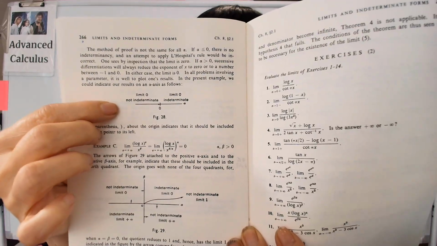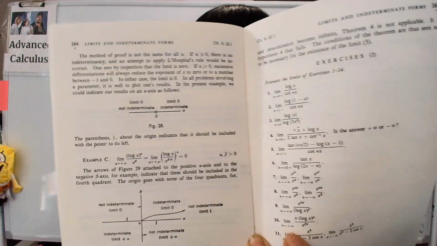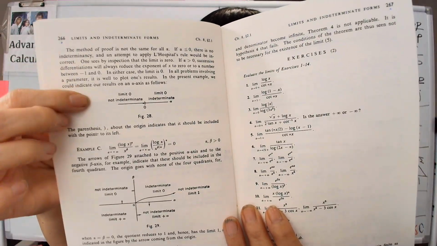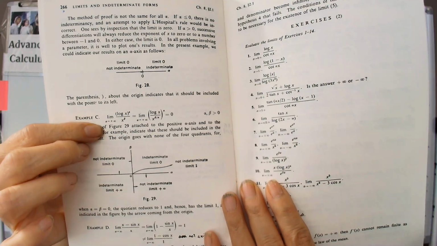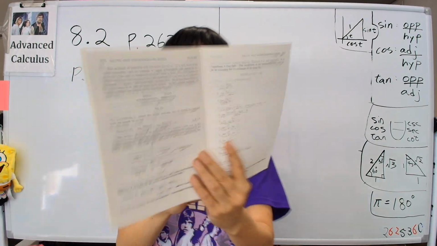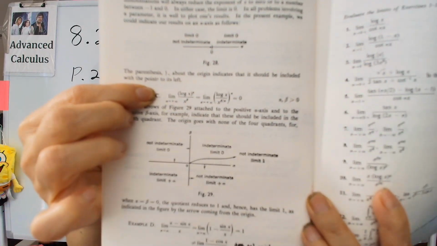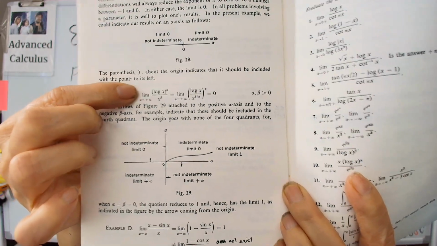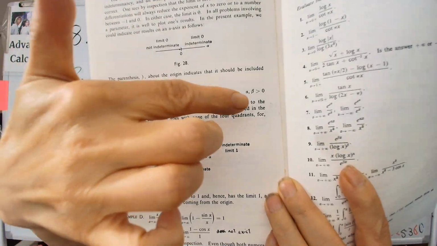That is, you don't even have to apply L'Hopital's rule. Just crank the whole thing out. Please read this part yourself, and we're going to move on to example C, where we have a similar problem with a bunch of alphas in there. Please do this also. This is for alpha and beta bigger than 0.